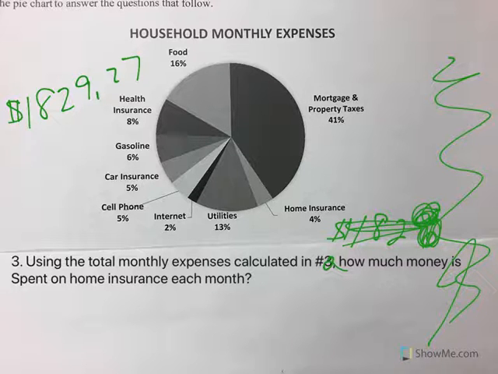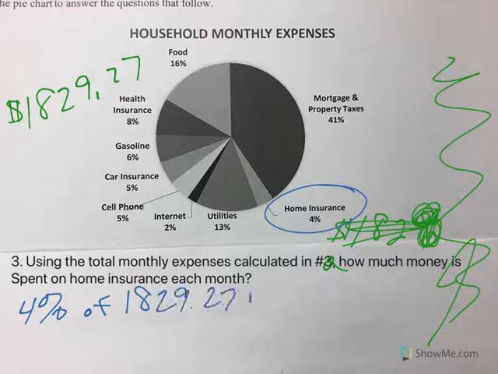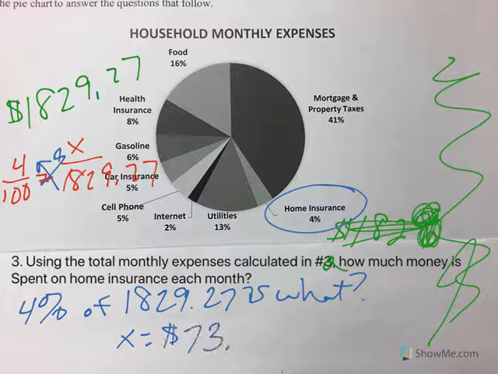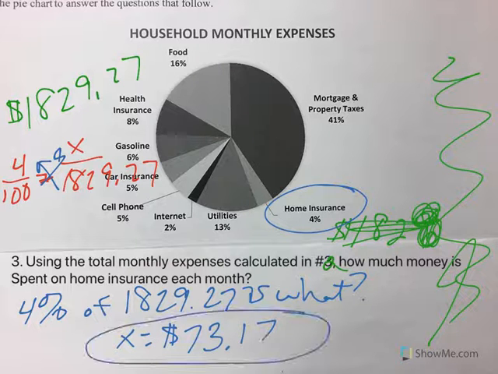So home insurance is 4%. So 4% of 1829.27 is what? So if we think about this, 4% is 4 over 100 is over of. So if we solve that, we end up with $73.17. So home insurance is $73.17 a month. That's actually pretty accurate.